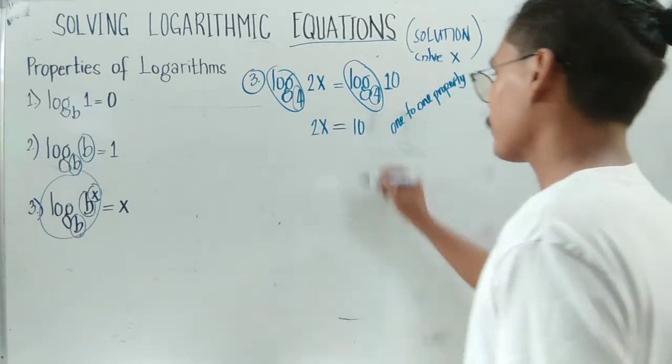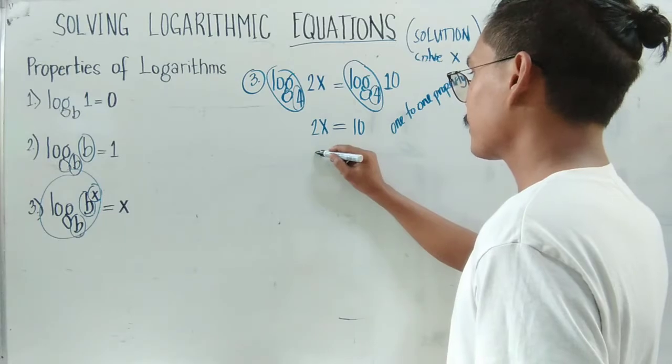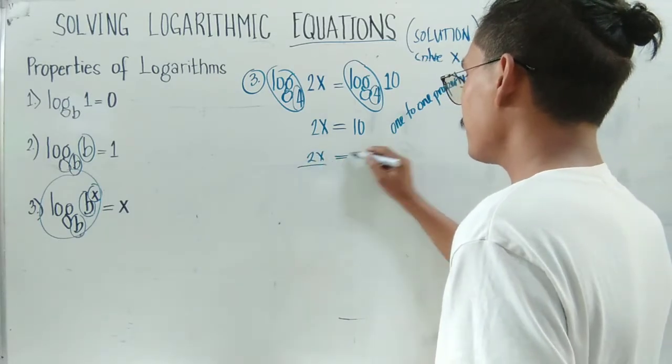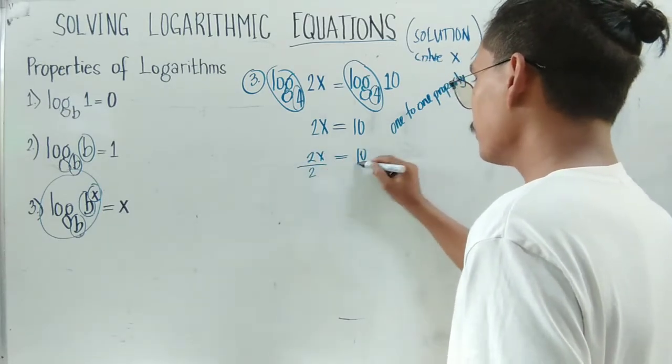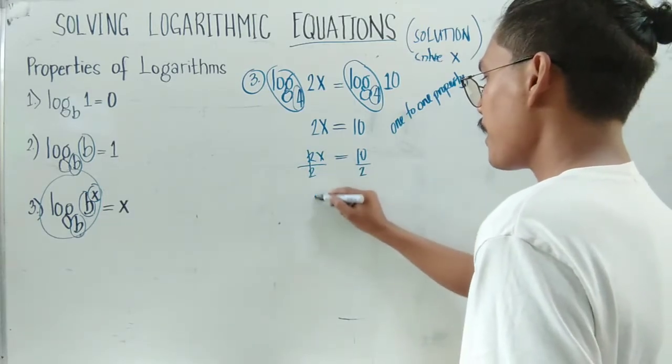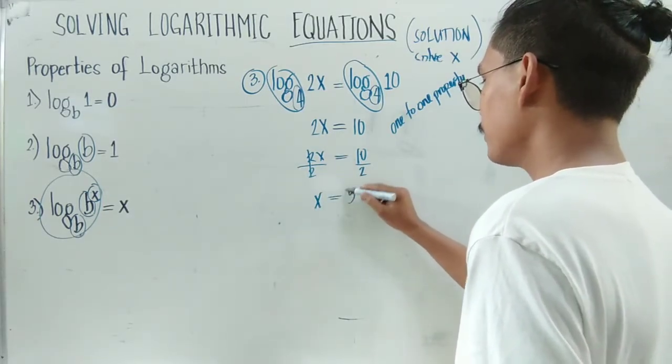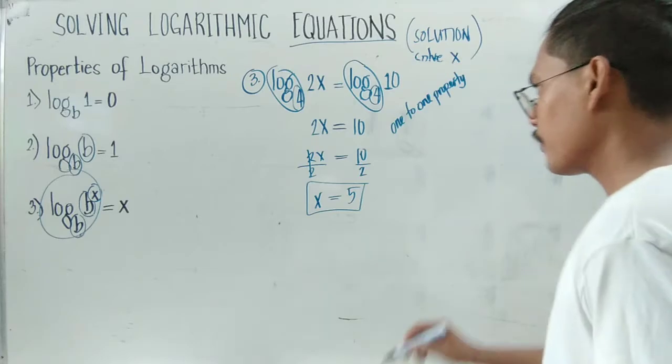Very easy. Then solve for x. Isolating x on the other side, we should divide by 2. Divide by 2, x therefore equals to 5. Checking.